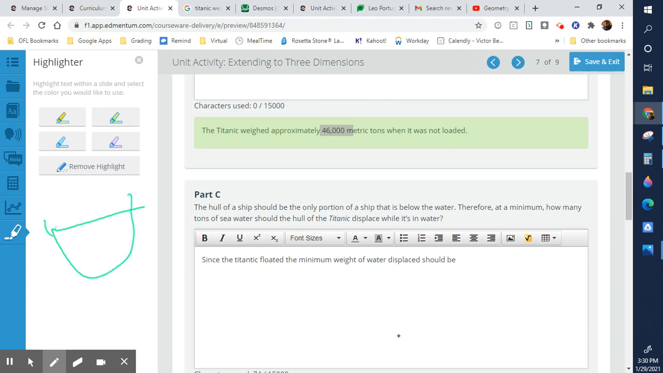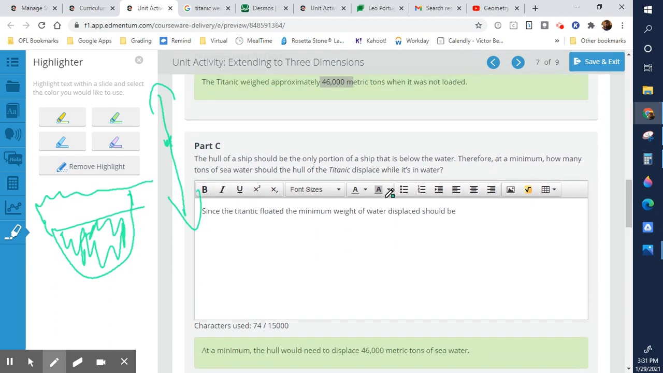So the hull of the ship is down here. The whole weight of the boat has to displace that much water. So we have to get rid of that much water. You have all this weight of the boat going down, so that much buoyancy force should be going up to displace it. So basically, that's a long winded way of saying that answer should be the same, like minimum, whatever you found.